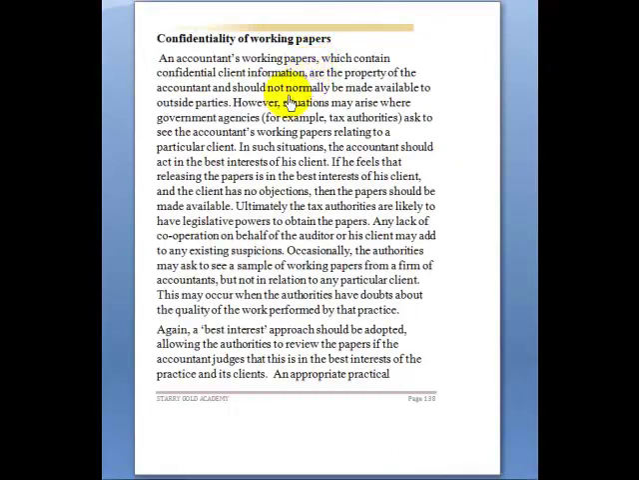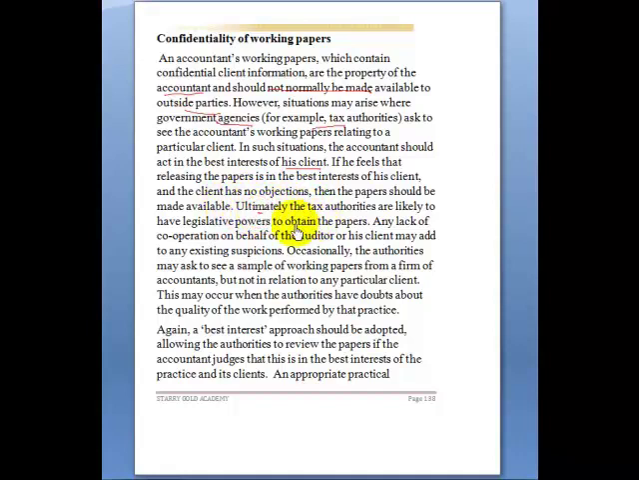Confidentiality of working papers is very, very important, so keep your working papers. Of course, the working papers are the property of the accountant and should not normally be made available to outside parties. But situations may arise where government agencies like tax authorities and the Nigeria FRC, Financial Reporting Council, may ask to see the accountant's working papers relating to a particular client. In such a situation, the accountant should act in the best interest of his client. If he feels that releasing the papers is in the best interest of the client, and the client has no objections, then the papers should be made available.